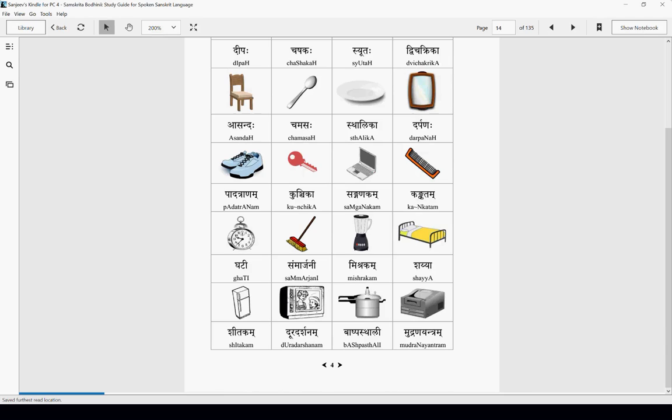Similarly, Duradarshanam, Sheetakam. Sheetakam is a fridge, which keeps things cold. Mudrana Yantram. These are all new words. Bashpasthali. Bashpa means, what do you call it, Sureshma? Steam or vapor. Exactly. Thali means pot. So these are made up words for the new objects, new things.